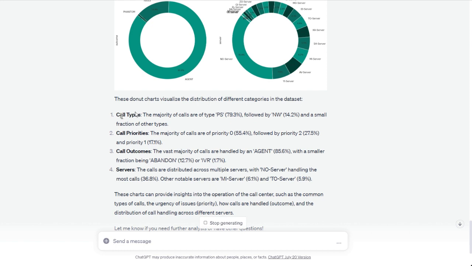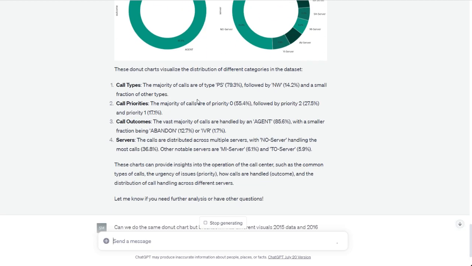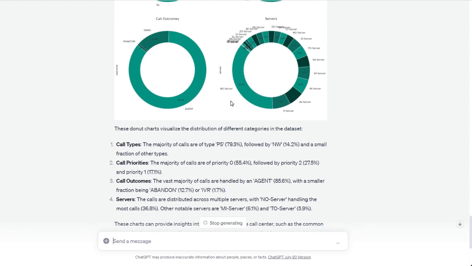While it's doing that, you'll see here that for call types, the majority of calls are of type PS, 79%, followed by NW, 14%, and a small fraction of other types. So it's not only showing us the insight, it's actually telling us the story. That to me is huge.